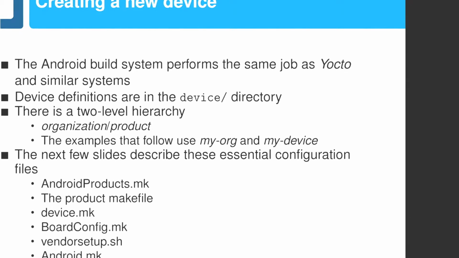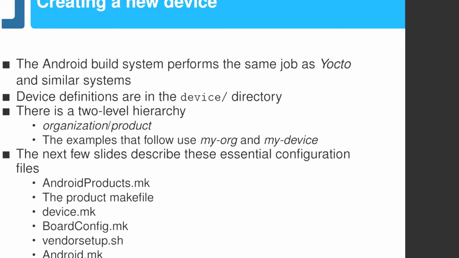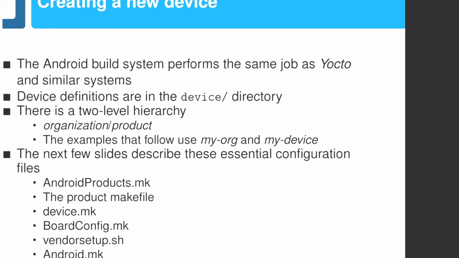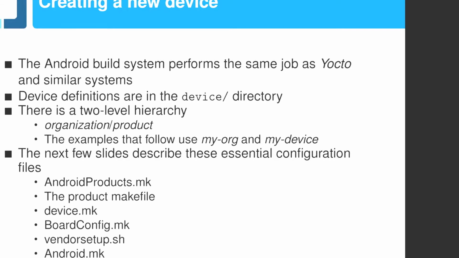Okay, so now we're going to look at how to create a device profile for using the Android build system. So the situation here is you've got a new piece of hardware, you want to run Android on that hardware. It does the same kind of job that things like Buildroot and Yocto do for regular embedded Linux. There is a fairly straightforward hierarchy. There is a subdirectory in the devices directory, one for the organization, and within that there is a subdirectory for each product that organization builds. In the examples that follow, I'm using my-org for the organization and my-device for the device.